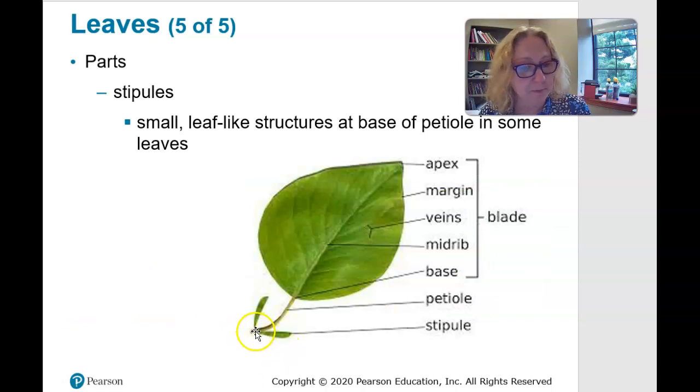The stipule is this place right at the base of the petiole. Not everything has a stipule, but most plants do have something that connects. Again, this is the direct connection that connects the petiole to the stem. That is called a stipule.